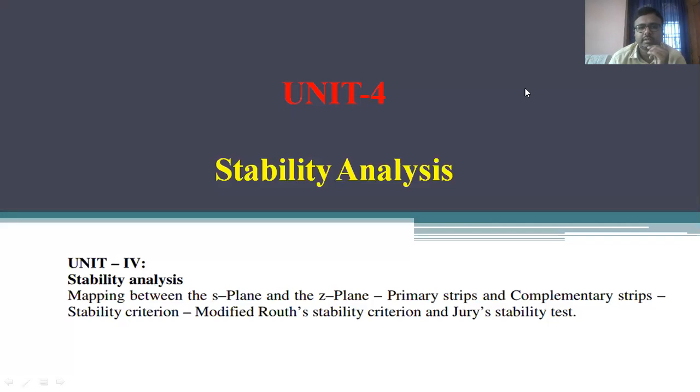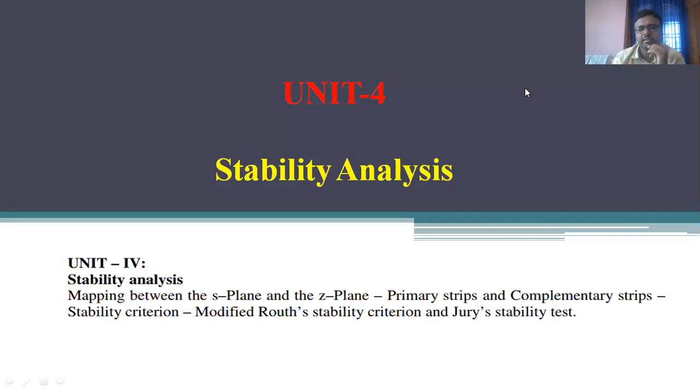So far, we have completed 3 units of digital control systems. From today onwards, we are going to start unit number 4. The title of unit 4 is Stability Analysis. And this particular unit is a simple and small unit.